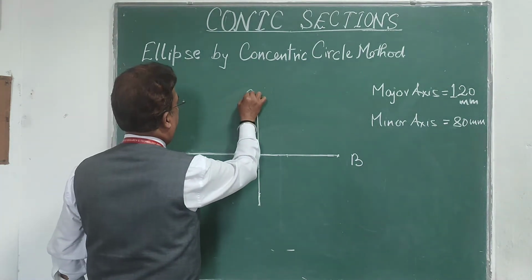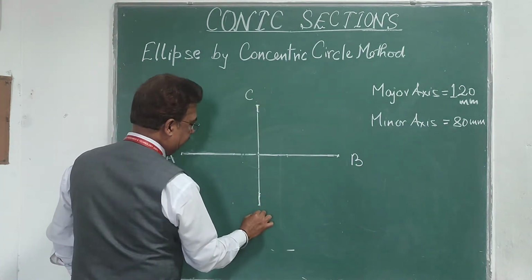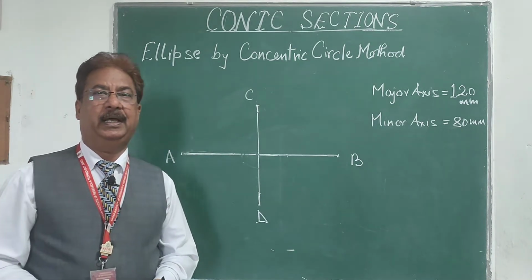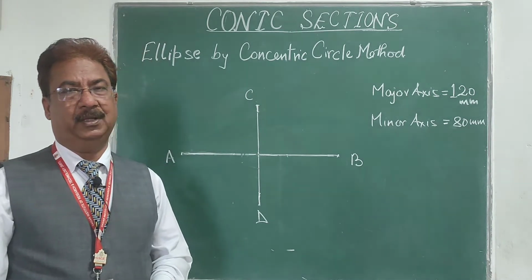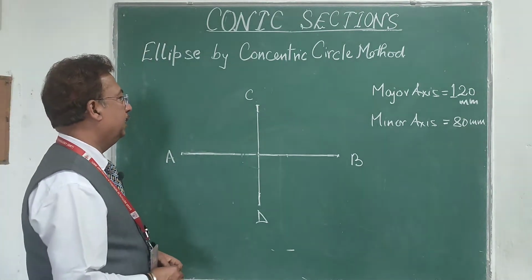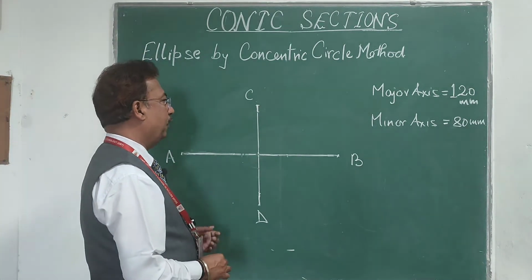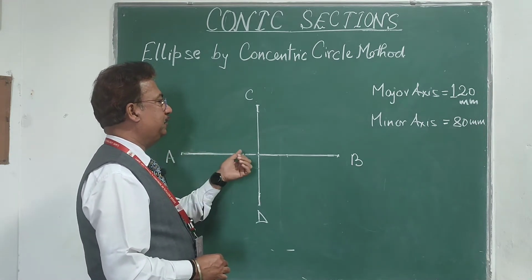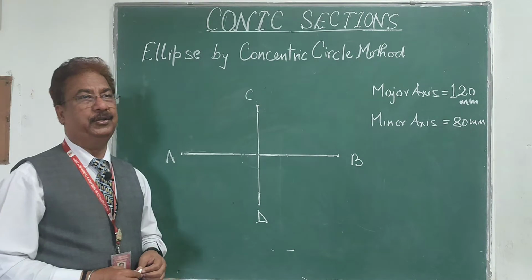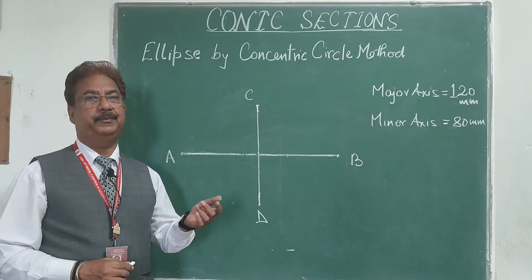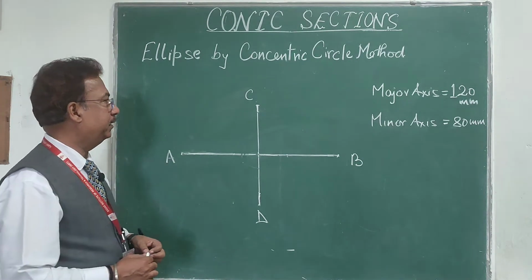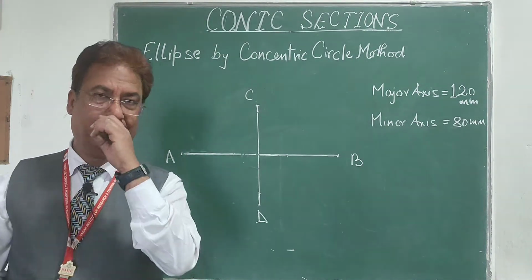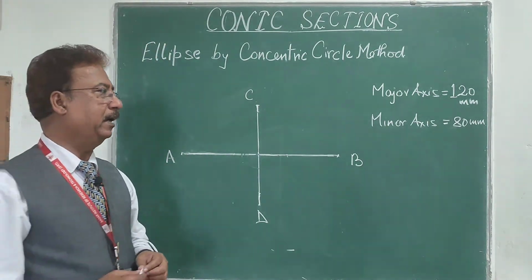Then on that AB I have drawn this perpendicular bisector CD, that is 80 mm, and that will be the minor axis of the ellipse. As you know, the ends of the major and minor axes will lie on the elliptical curve. So A, B and C, D, these are the 4 points on our curve that we got directly.